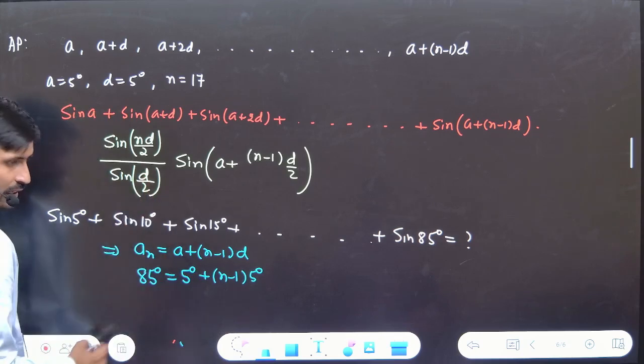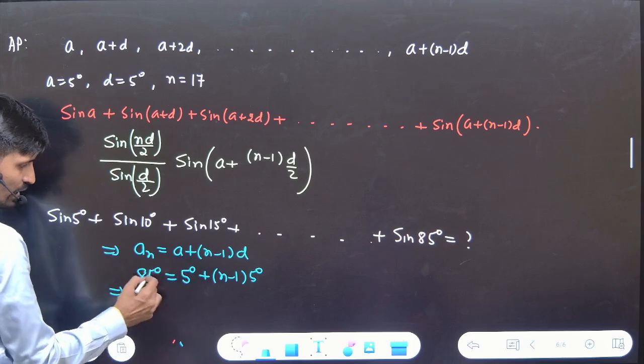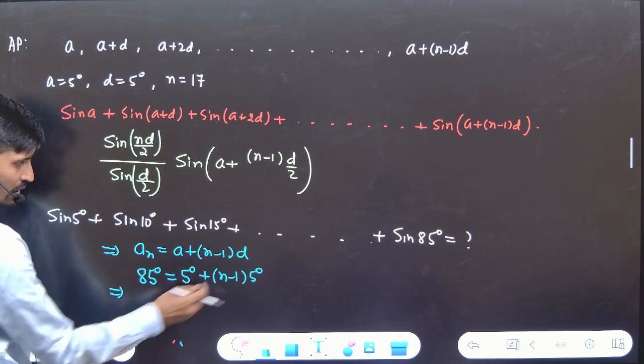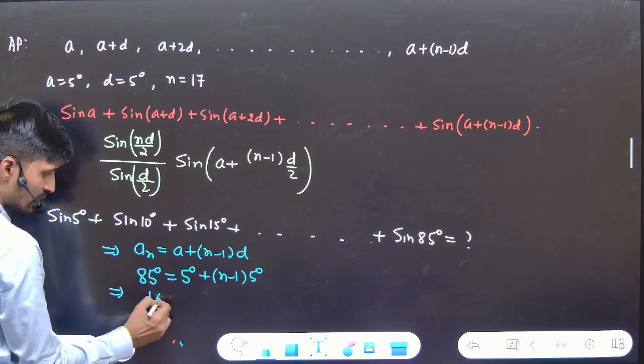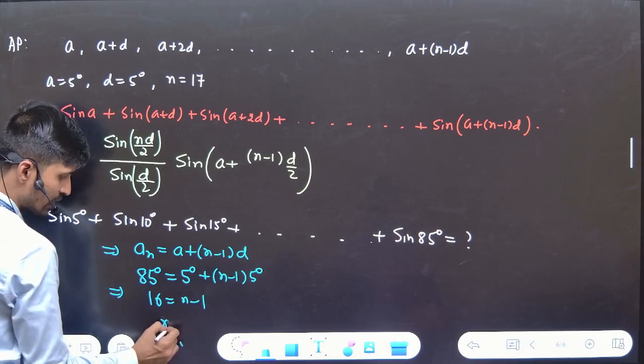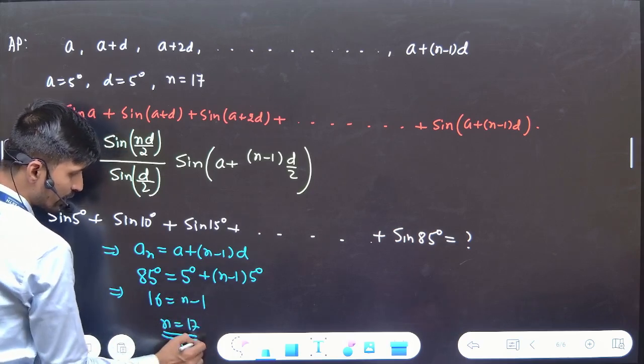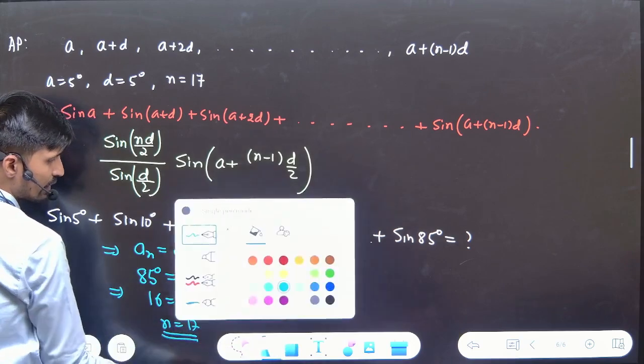Now here I will find N. 5 will go that side. 85 minus 5? 5 will divide that side. 80 by 5? 16. So 16 is equal to N minus 1. N is equal to 17. It means the N value is 17 for this question.